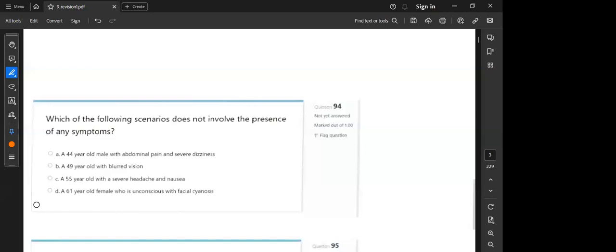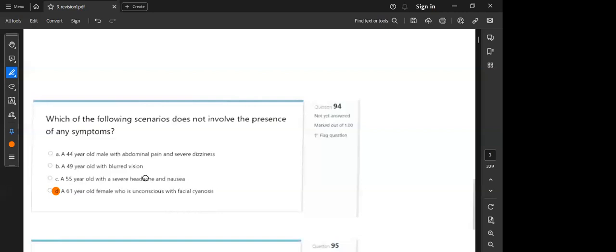Which of the following scenarios does not involve the presence of any symptoms? A 44-year-old male with abdominal pain and severe dizziness, a 49-year-old with blurred vision, a 55-year-old with a severe headache and nausea, a 61-year-old female who is unconscious with facial cyanosis. We're having split votes between B and D. So somebody says the 49-year-old man is not. Blurred vision is something a patient would describe: I'm having blurred vision.